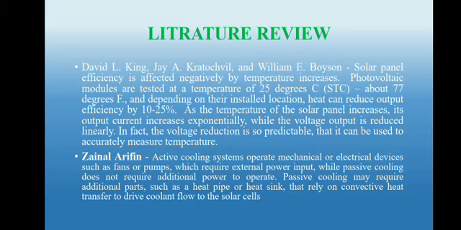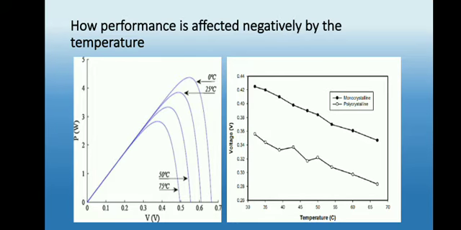They researched that we can cool the solar panel through two processes, active cooling and passive cooling, to enhance the efficiency. In active cooling, we can use mechanical or electrical devices such as a pump and fan. In passive cooling, it does not require additional power. It is natural, for example, a heat sink and heat pipe. This is the graph showing how efficiency is affected by temperature. It shows how efficiency is higher at low temperatures, while at high temperatures it decreases.